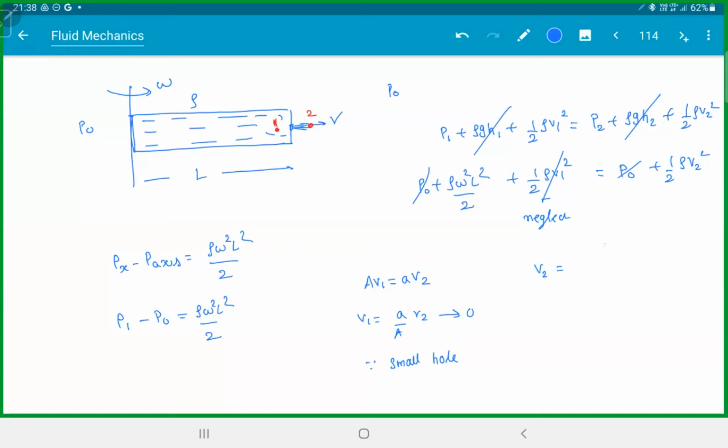You're getting omega L. Cool answer. Clear? Remember, this is actually the radial velocity. Yeah?